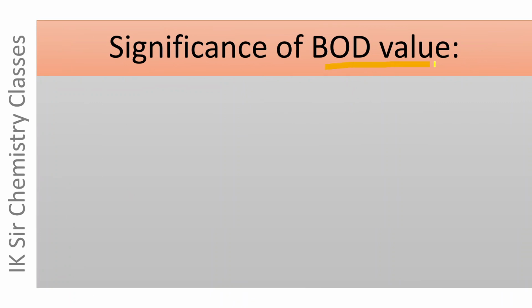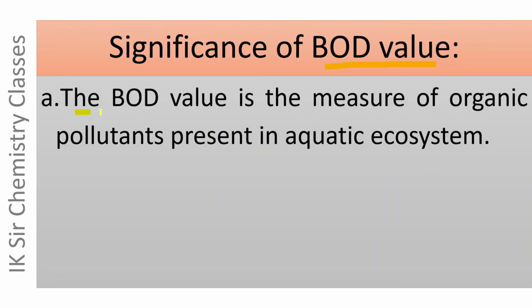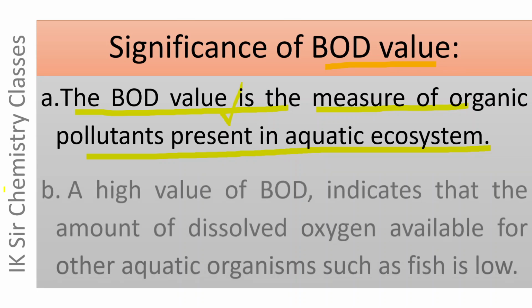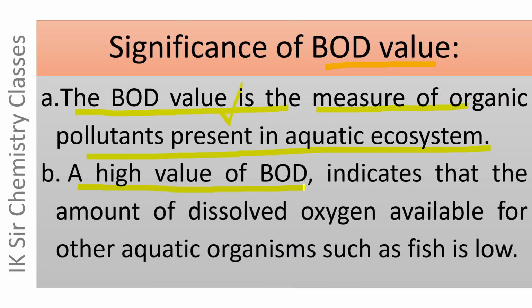Significance of BOD value. The BOD value is the measure of organic pollutants present in an aquatic ecosystem. The greater the BOD value of a water system, the greater the amount of organic pollutants present in the aquatic ecosystem. A high value of BOD indicates that the amount of dissolved oxygen available for other aquatic organisms such as fish is low.